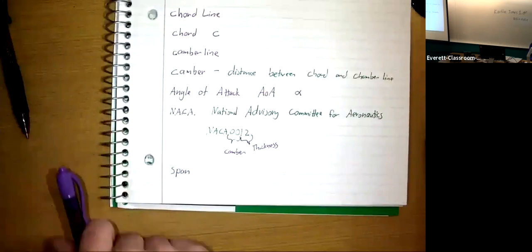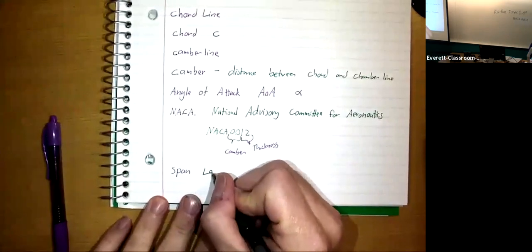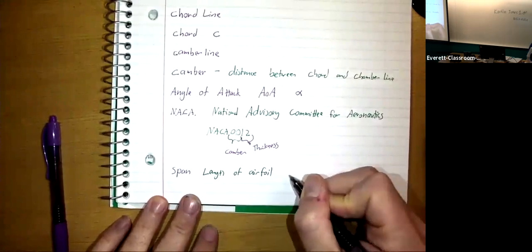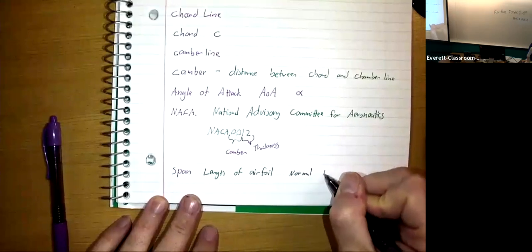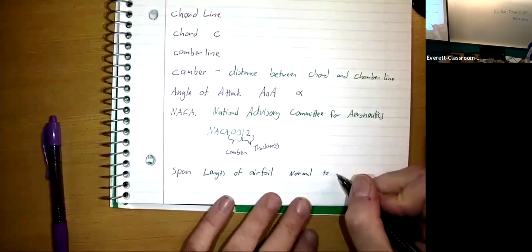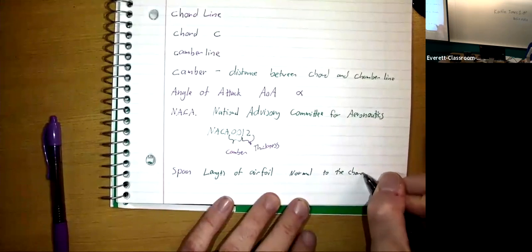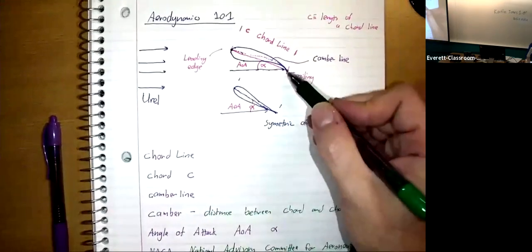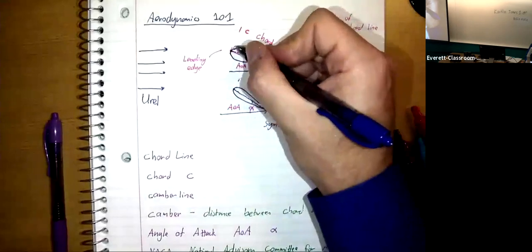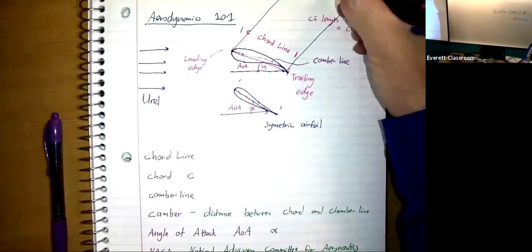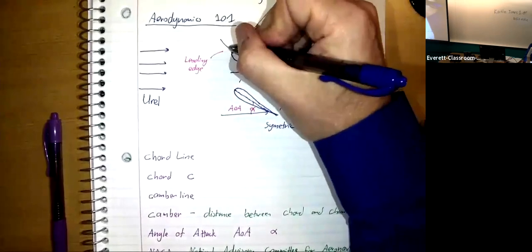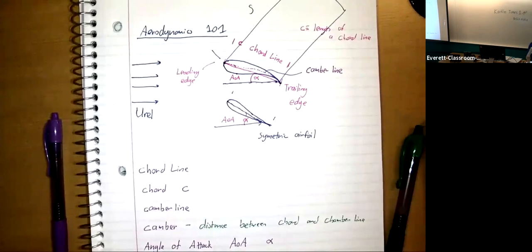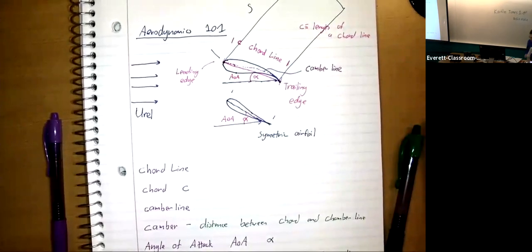The span is the length of the airfoil, normal to the chord line, or the camber line, it doesn't matter. I mean, literally, the span is if I extended this and I made it an actual wing, the span is the length of the wing. Okay? The airfoil is essentially the cross section of a wing. The span is the length of the wing. Okay?